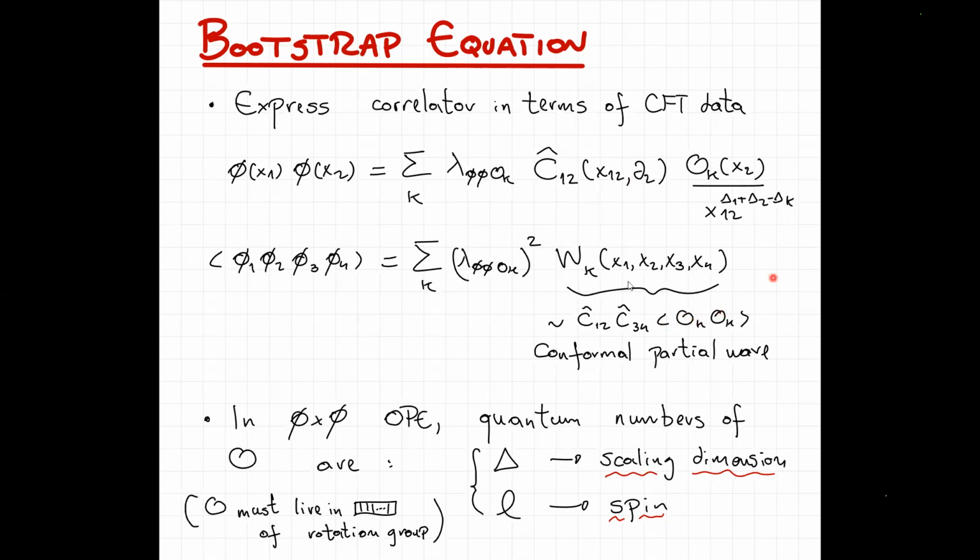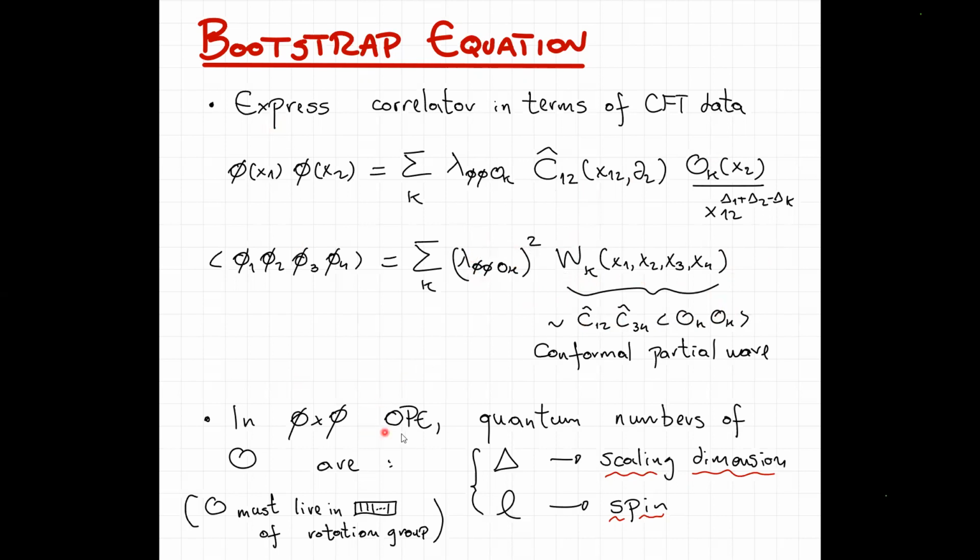This object is called the conformal partial wave. The important thing is that these operators and this two-point function are fixed by conformal invariance. So this is purely kinematical. It means for any CFT, these objects will be the same. The important quantities here are these OPE coefficients.